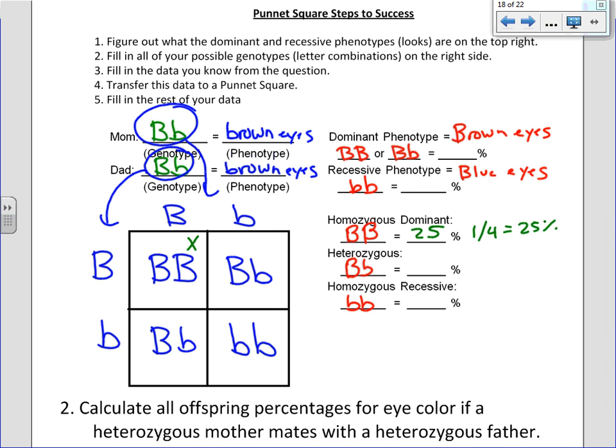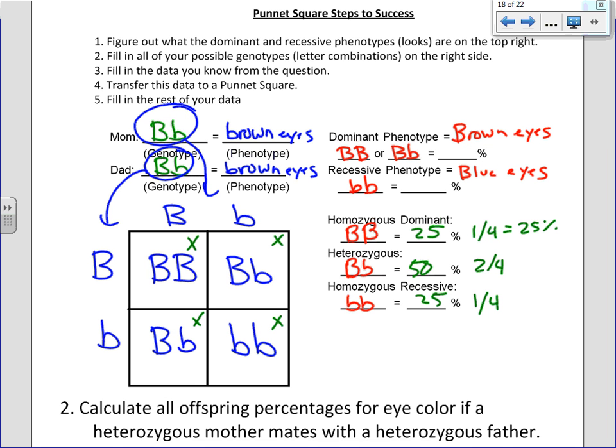How many of them are big B, little b? There's 1, 2. 2 out of 4, which is 50%. Last but not least, how many are little b, little b? Only 1. 1 out of 4 is 25%.